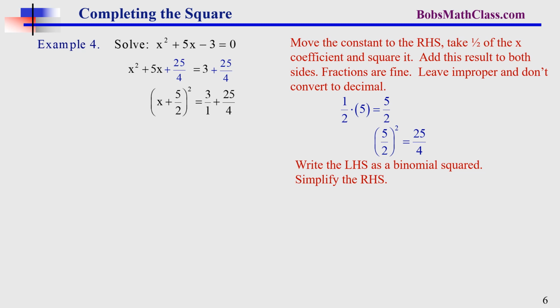Okay, on the right hand side, we need to add 3 plus 25 over 4. I put a 1 underneath it. Whenever you add two fractions, you got to make the denominator the same. So the denominator of the 3 is a 1, so it needs to be a 4. So multiply top and bottom by 4. That'll give you 12 over 4. And now we can add the two numerators. That's 37 over 4.